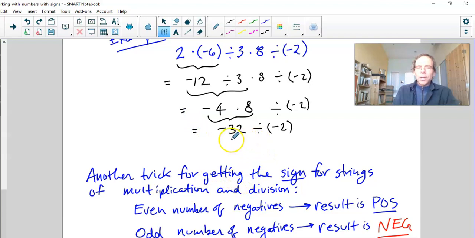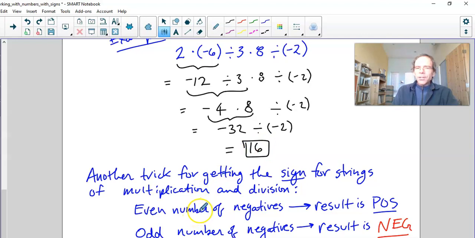All right, so what's negative 32 divided by negative 2? 2 negatives, that's positive, right? So 32 divided by 2 is 16. We said the result is positive because we're dividing 2 negatives. That's the result, positive 16.